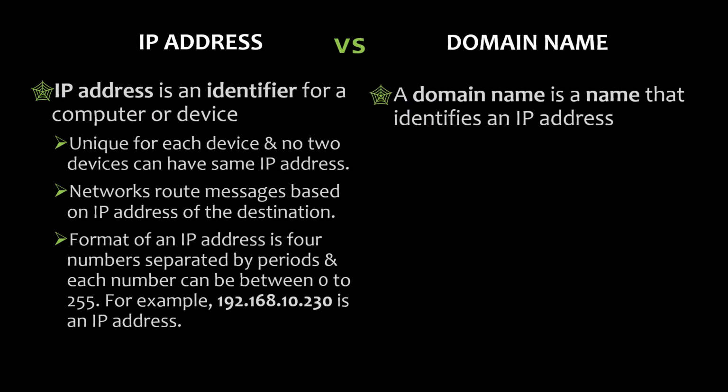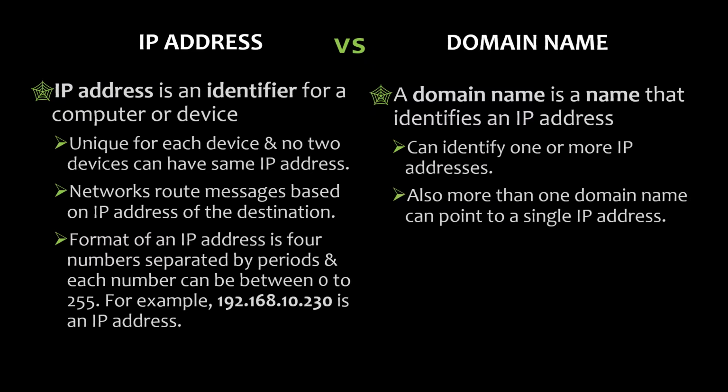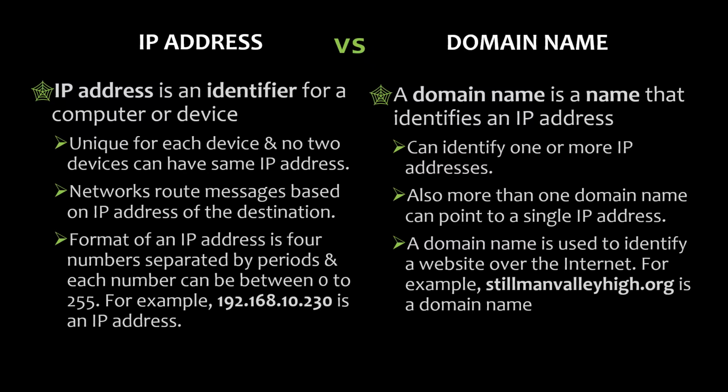A domain name is a name that identifies an IP address. It is words. It can identify 1 or more IP addresses. More than one domain name can point to a single IP address. A domain name is used to identify a website over the internet. For example, StillmanValleyHigh.org is a domain name.